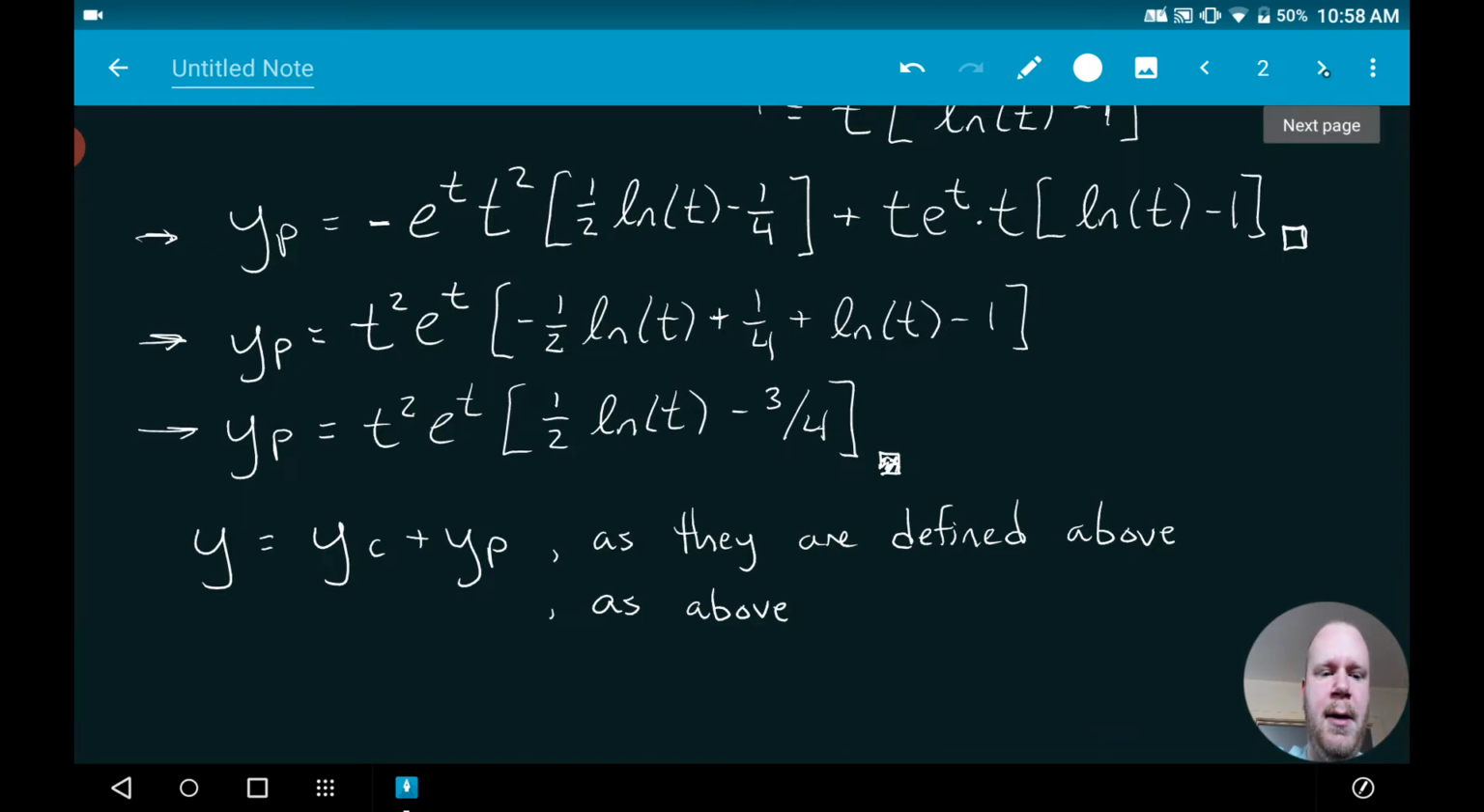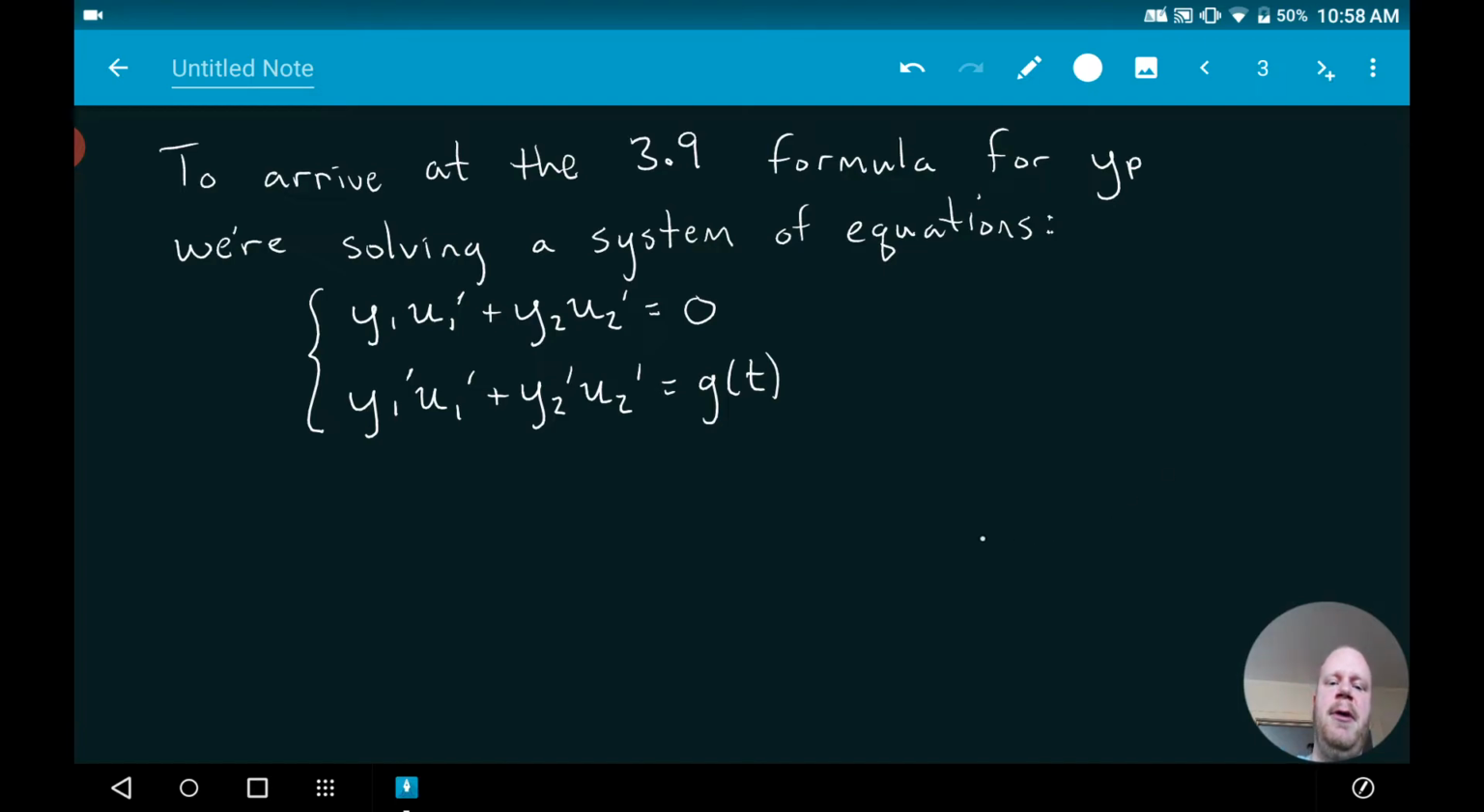Okay. The last thing that I wanted to do, now that we've actually solved this problem, is tell you a little bit about where we get that long equation, negative y1, integral, Wronskian, all that. So where that comes from is we're setting up a system of equations here. And this is the system of equations that we set up.